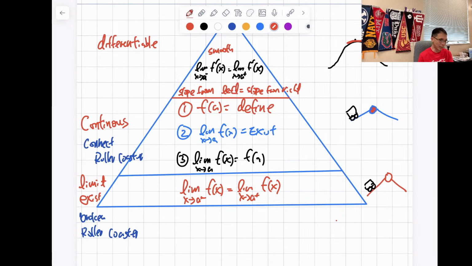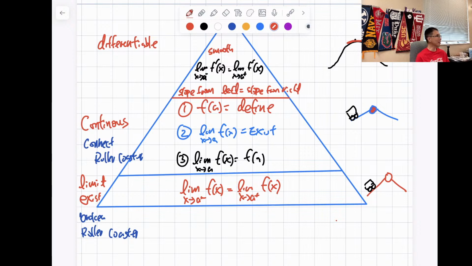Okay, so that's differentiable. Now here's the thing. Why did I use a pyramid? Because the pyramid applies to a lot of things. If I say this function is differentiable, what does that mean? It's also continuous, it also exists. Yes, exactly.